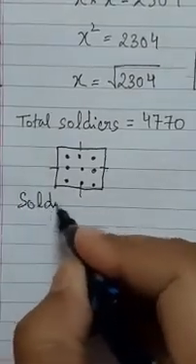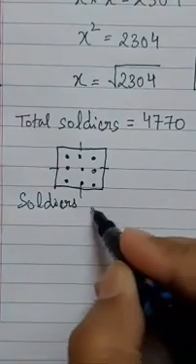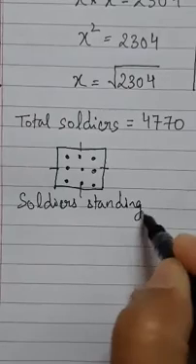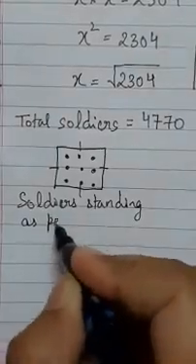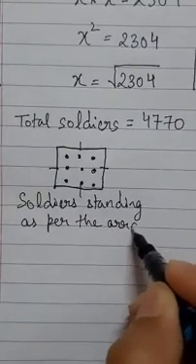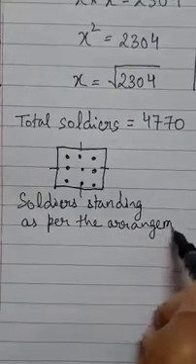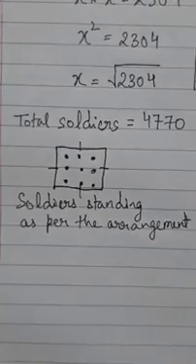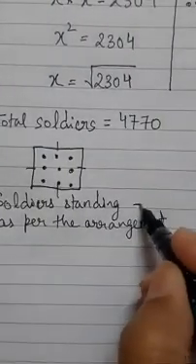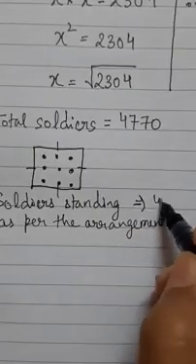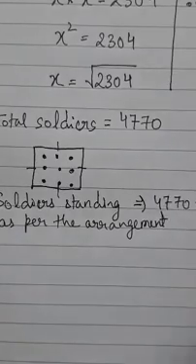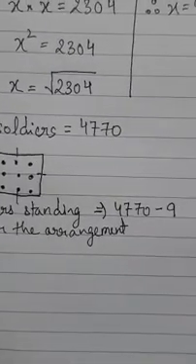Soldiers standing as per the arrangement. Which arrangement am I talking about? I am talking about the arrangement in the form of a square. How many of them are there? They are in total 4770 minus 9, because 9 of the soldiers are left out.